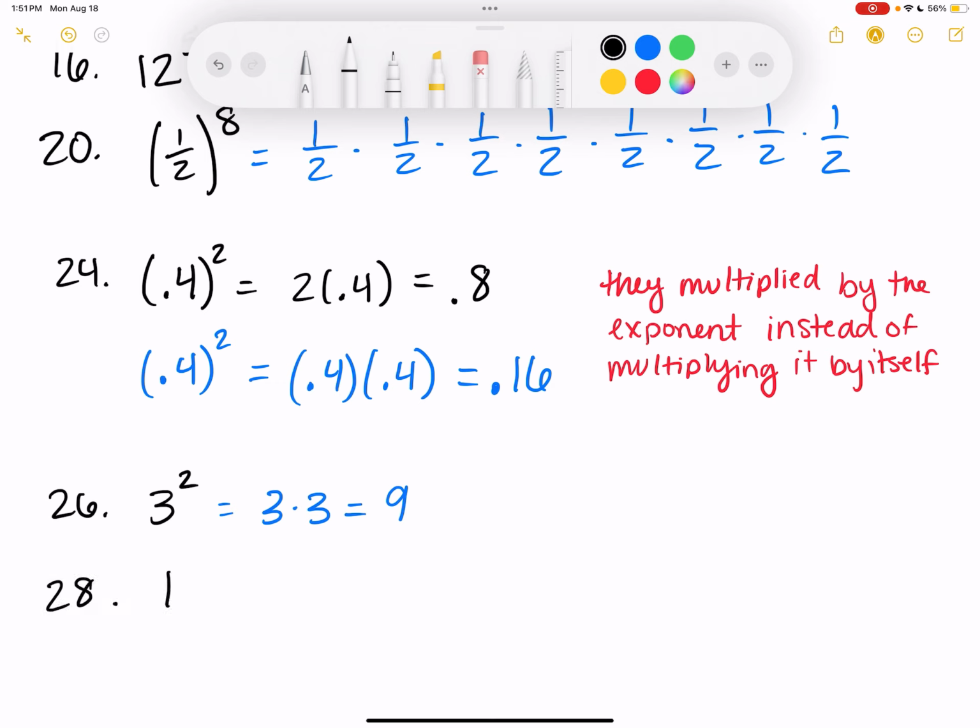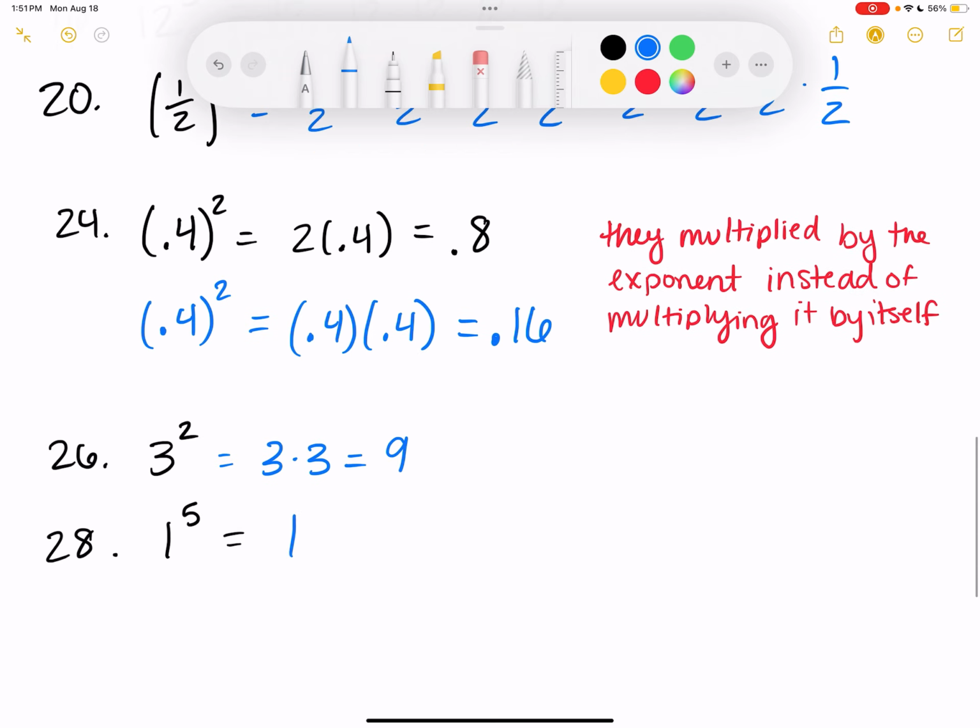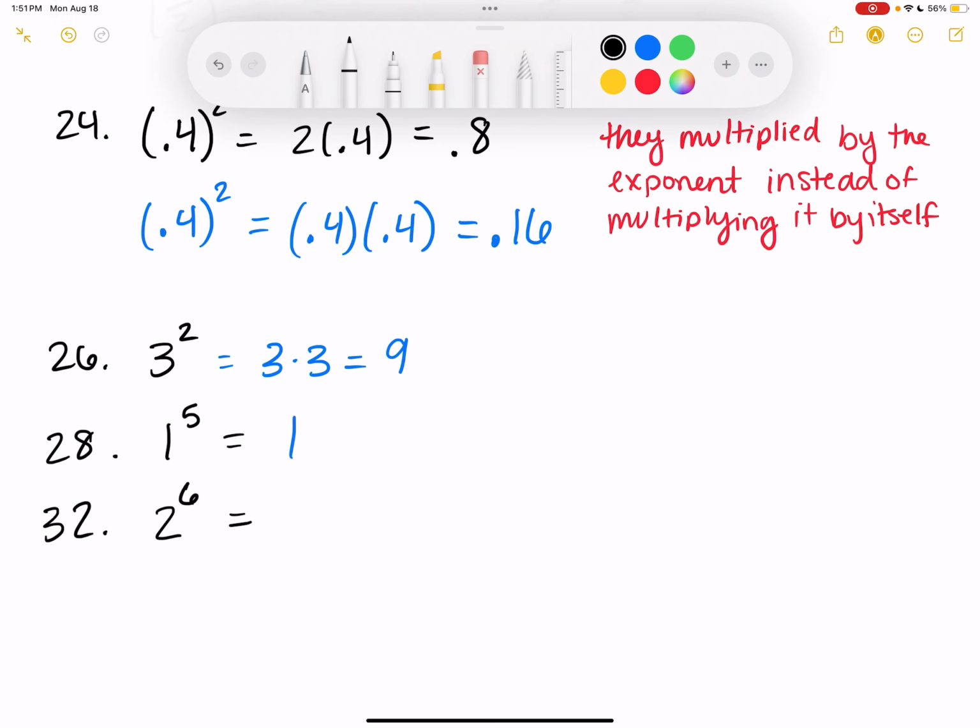What is 1 raised to the 5th power? 1. Yep, just 1. Let's see, 2 raised to the 6th power. Does anybody know that off the top of their head? 32. One more. Yeah, 64.